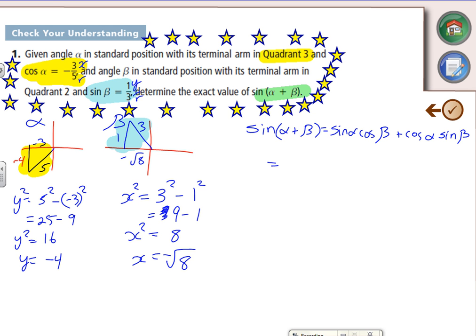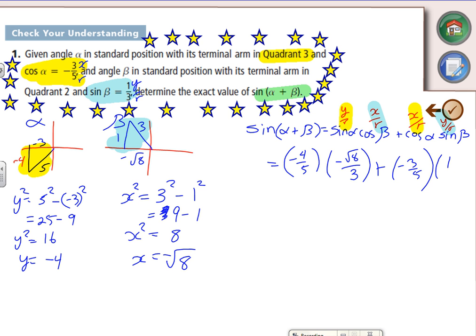So sine of alpha, sine is y over the r, and cosine is x over r in our yellow triangle. And our beta, cos, was x over r. Sine is y over r in our blue triangle. Fill it in. And so we got negative 4/5 multiplied by negative root 8 over 3 plus negative 3/5 times 1/3.